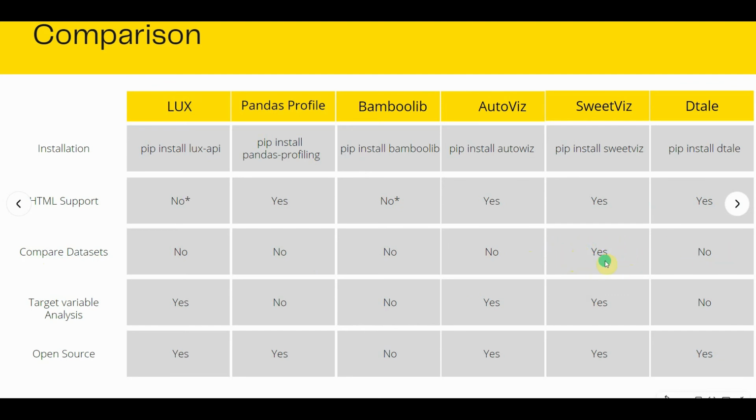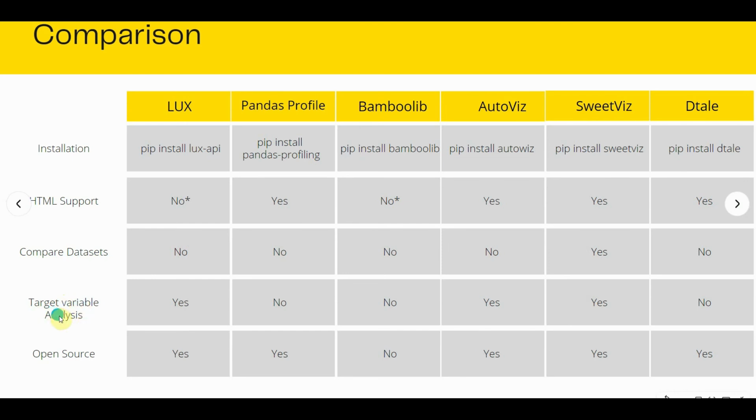SweetViz gives you an option of comparing datasets. So let's say you have multiple datasets and you want to compare them and see what the differences are between those two datasets. For example, I have a January dataset and a February dataset, and I know the schema or the number of columns are the same. So you can do some kind of comparison between those two files and get some insight. That is only available in SweetViz for the time being.